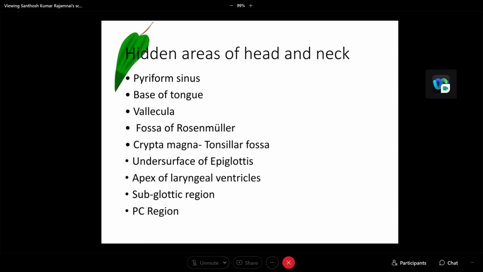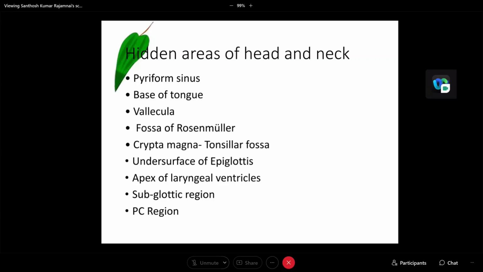So the important hidden areas of the head and neck are, first, your piriform sinus. Second is your base of tongue. Third is your vallecula. Fourth is your fossa of Rosenmuller, where you can find malignancy of the nasopharynx, nasopharyngeal carcinoma, right? Then the crypta magna or tonsillar fossa, supratonsillar fossa, undersurface of the epiglottis, apex of the laryngeal ventricles, subglottic region, and postcricoid region.